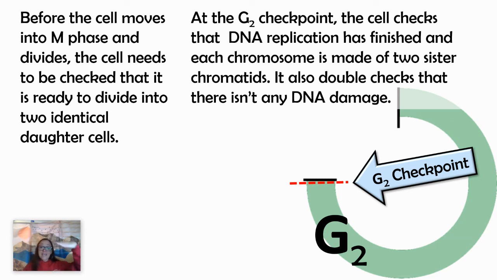Because if you move into M phase without checking that, then your daughter cells may not get all of the DNA they need for life. So at that G2 checkpoint, we'll make sure that all of replication has finished and that there's really not any damage in that DNA, that it's all good to divide and go into two daughter cells. So that is the G2 checkpoint.